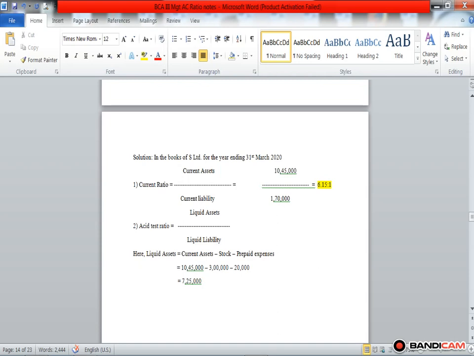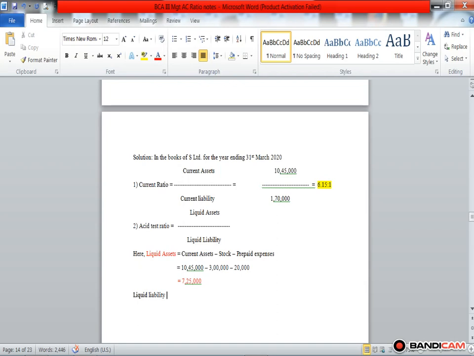Now we have found the liquid assets. This is the amount of liquid assets. Here current assets minus stock minus prepaid expenses gives us the liquid assets. Now we find the liquid liability.